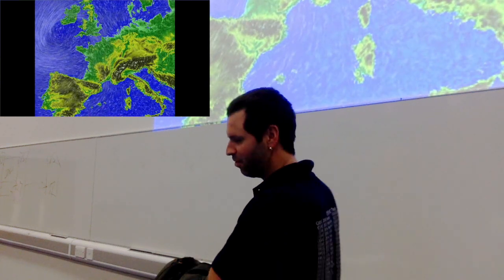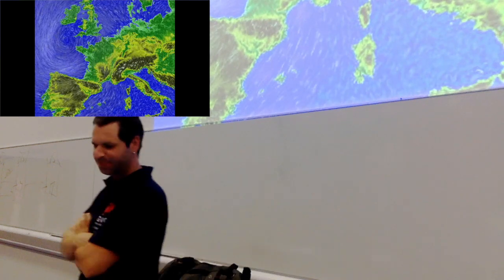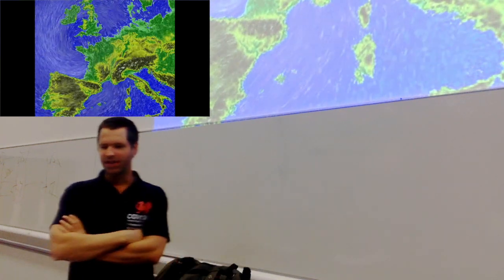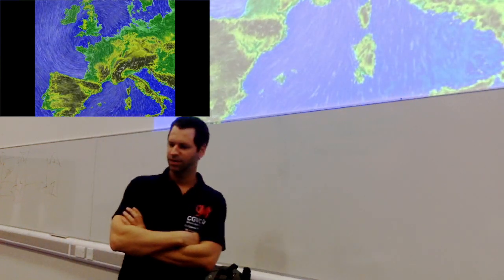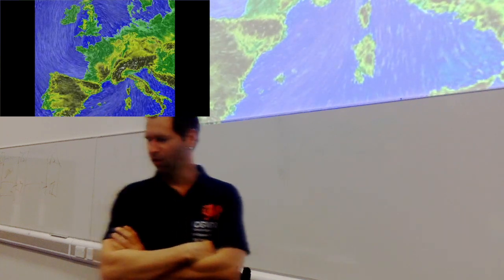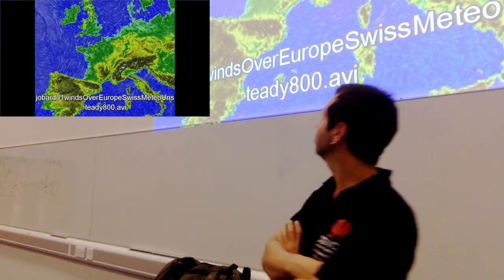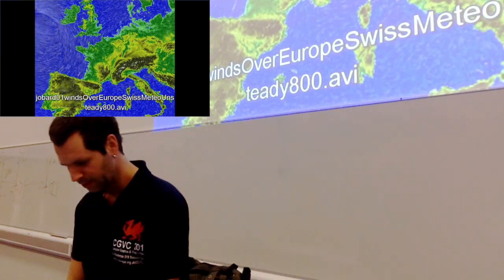And the transparency of the texture is changing. So it's more transparent in low velocity areas and more opaque in high velocity areas, regions of high velocity.